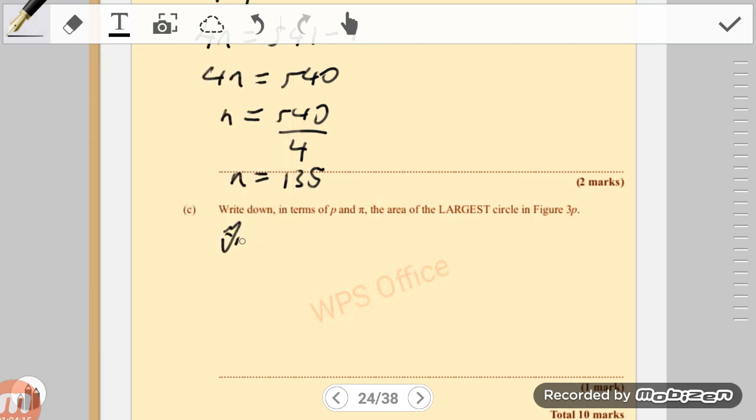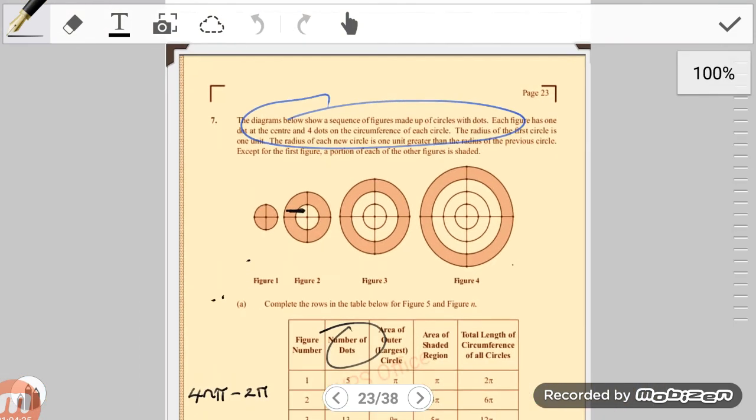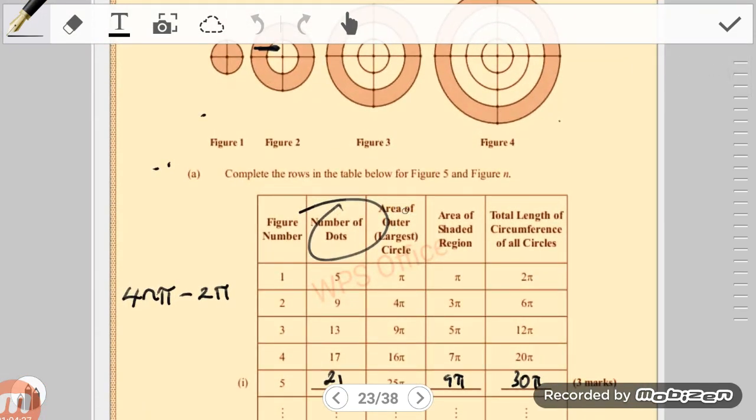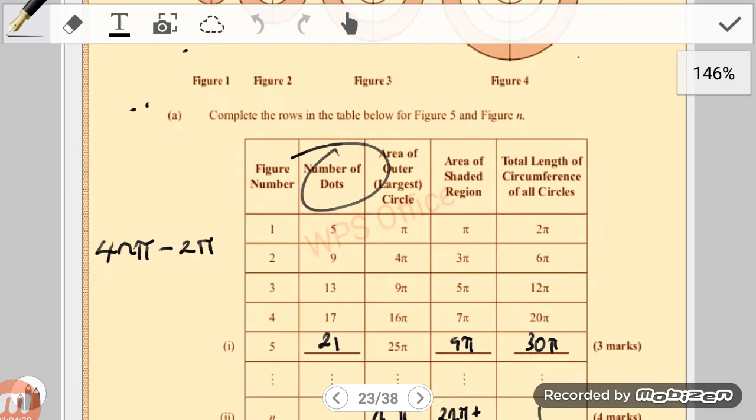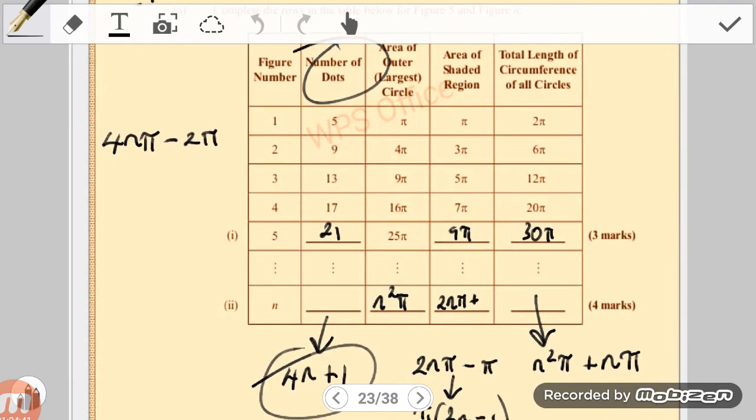We don't have to write it down, guys, we can just circle it right here. The figure is represented by 3p. So n is now equal to 3p, and we're looking for the area of the largest circle. So let's look for a column dealing with the area of the largest circle. For the area of the outer largest circle, the formula is n squared pi.